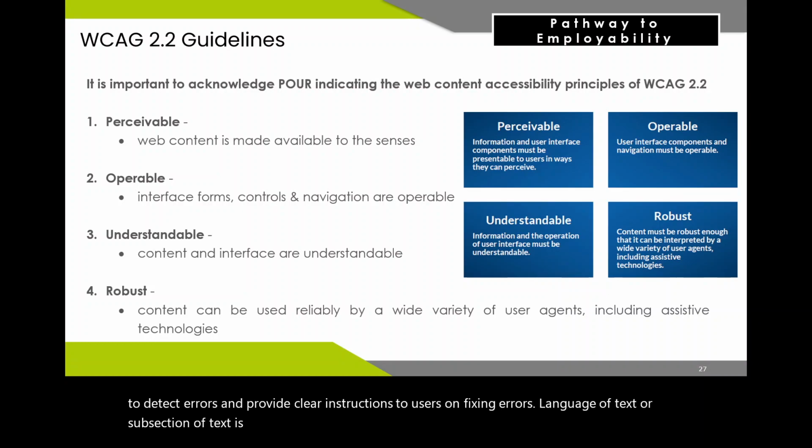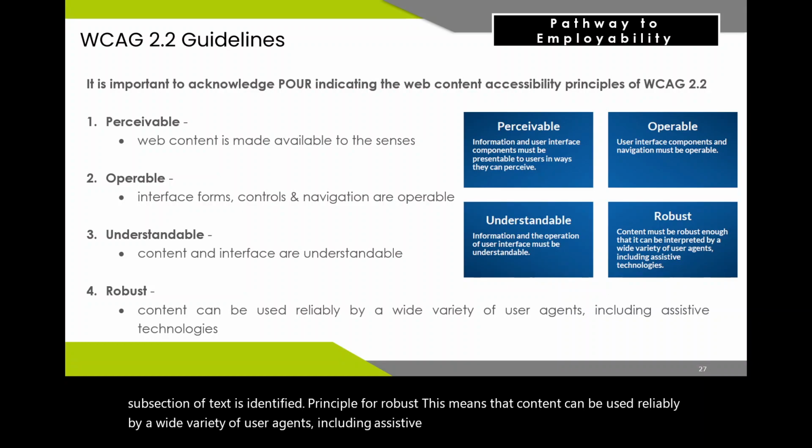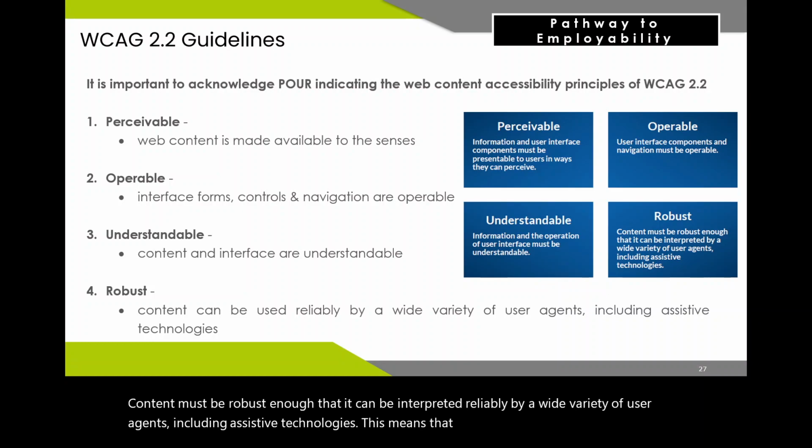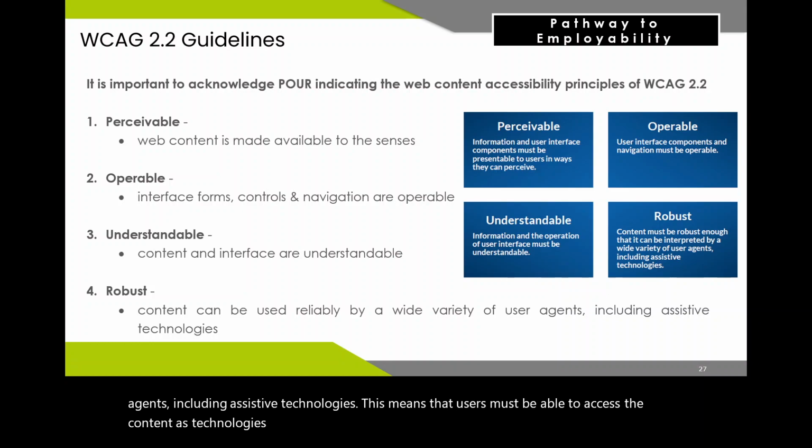Principle 4: Robust. This means that content can be used reliably by a wide variety of user agents, including assistive technologies. Content must be robust enough that it can be interpreted reliably by a wide variety of user agents, including assistive technologies. This means that users must be able to access the content as technologies advance. Further, as technologies and user agents evolve, the content should remain accessible.